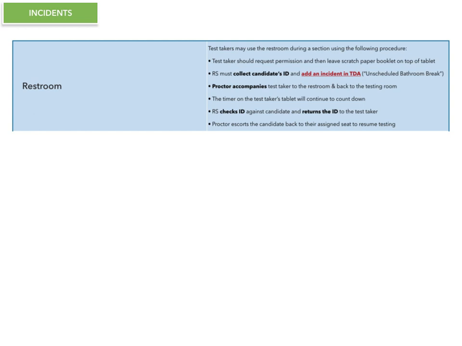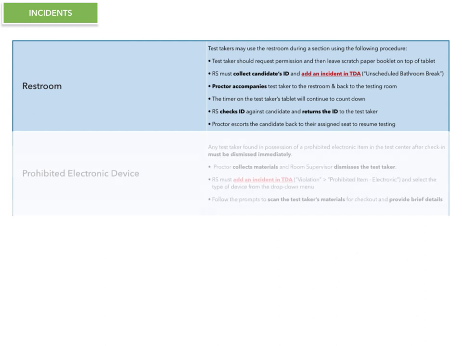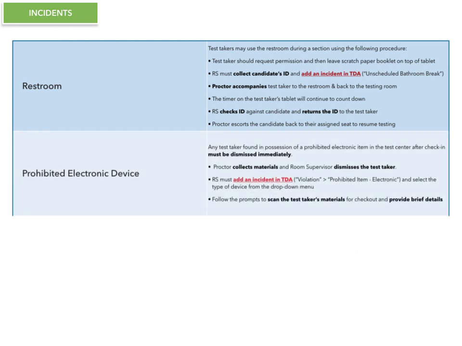If a test taker is found in possession of a prohibited electronic device after check-in, they must be dismissed immediately. A proctor should collect the test taker's materials and take them to the room supervisor at the front of the room. The room supervisor should dismiss the test taker and add an incident in the TDA. From the drop-downs, the room supervisor should select Violation, Prohibited Item, Electronic, and then select the type of device. Follow the prompts to scan the test taker's materials for checkout and provide brief details. Of course, you would need to let your center supervisor know immediately of this dismissal.